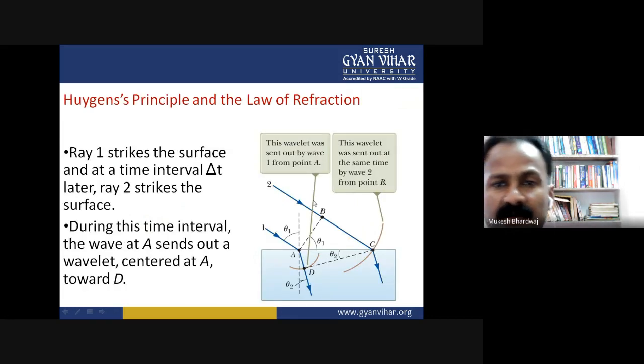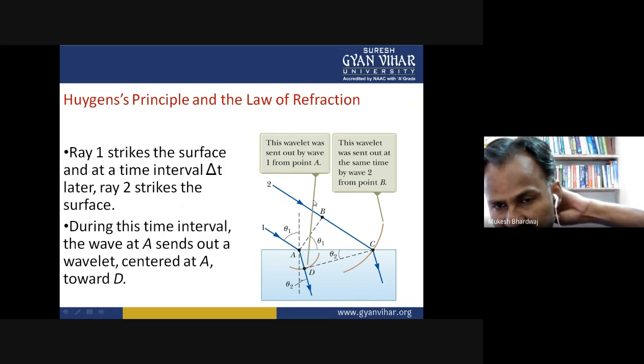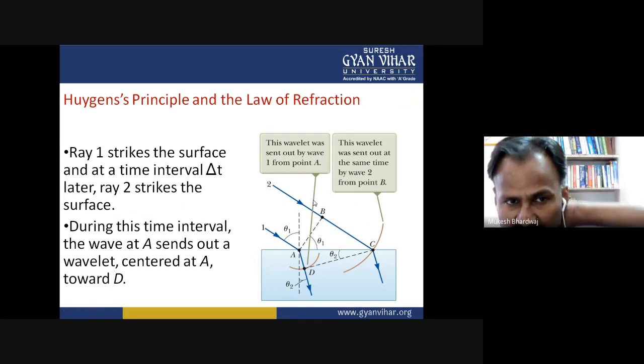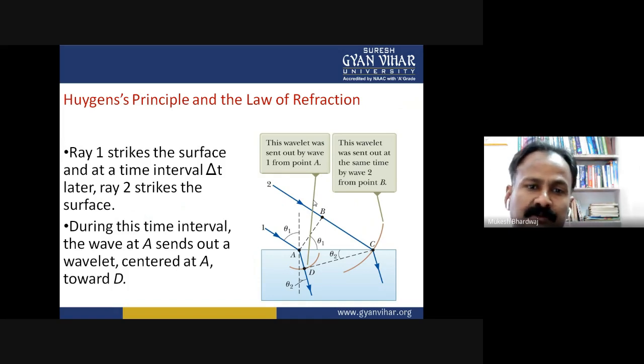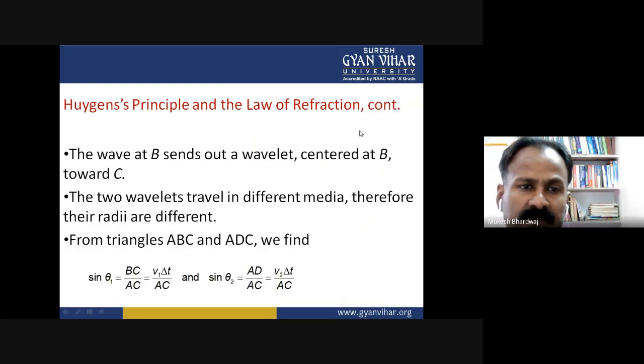Huygens principle and the laws of refraction. Ray 1 strikes the surface, and after a time interval delta t, ray 2 strikes the surface. During this time interval, the wave at A sends out a wavelet centered at A toward D. This is the pictorial or diagrammatic representation of refraction. The wave at B sends out a wavelet centered at B towards C. The two wavelets travel in different media, therefore their radii are different.